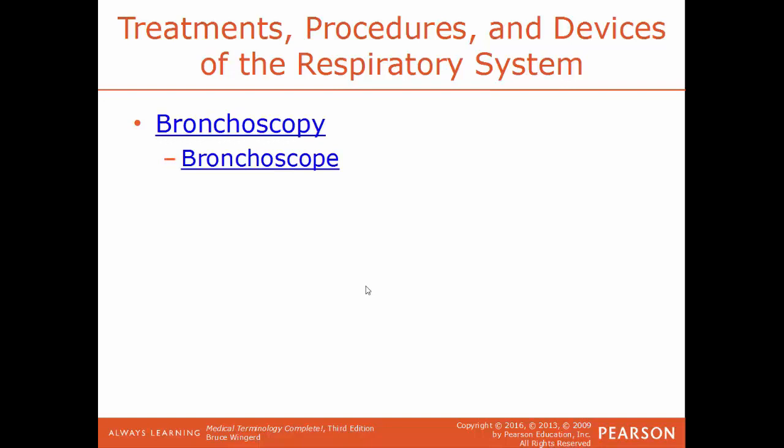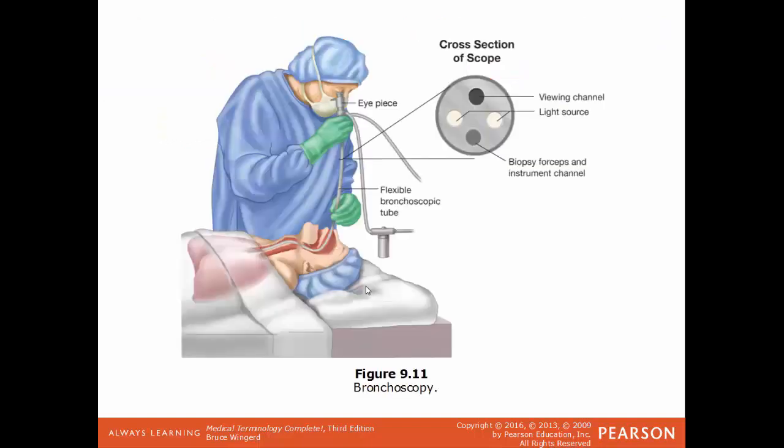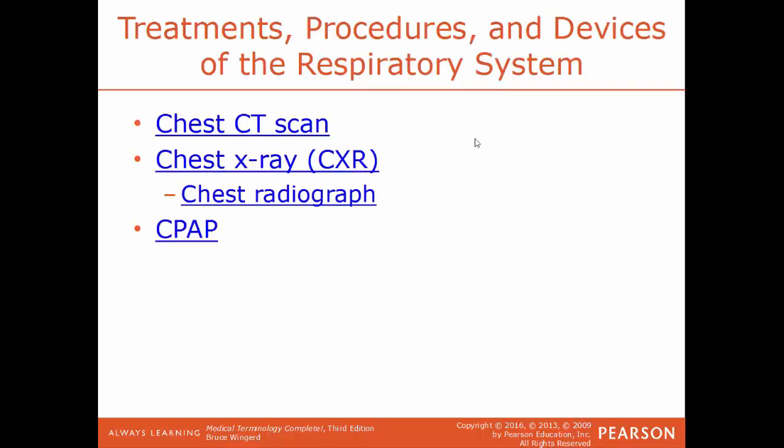Our next term, bronchoscopy. This is a visual exam of the bronchial tree and the bronchioles. The tool they would use to do this would be a bronchoscope. Here's an illustration of how that would work. The whole process that you're seeing here would be bronchoscopy, and the tool being used right here by the doctor would be the bronchoscope. A long, thin tube is inserted into the nose, up to the sinuses, and down the trachea into the lungs. Our next term, a chest CT scan.